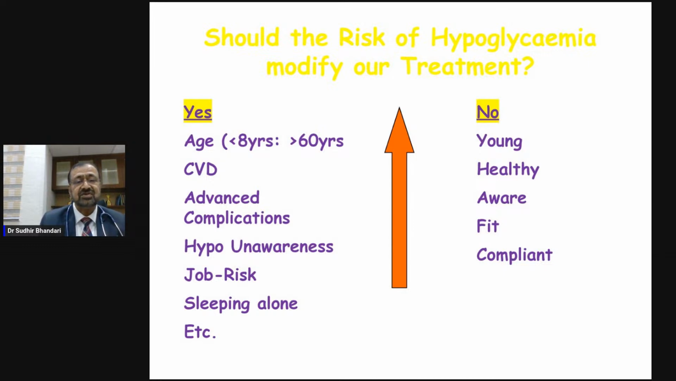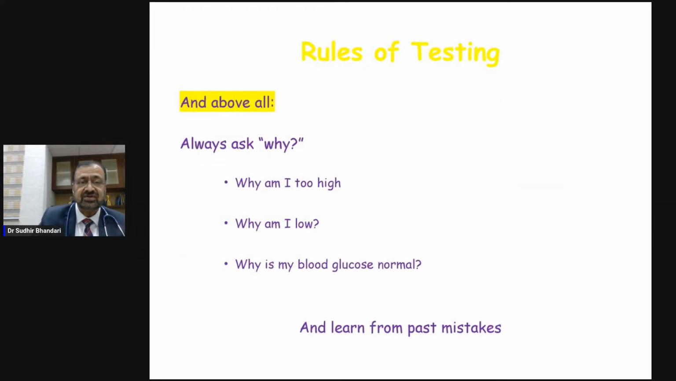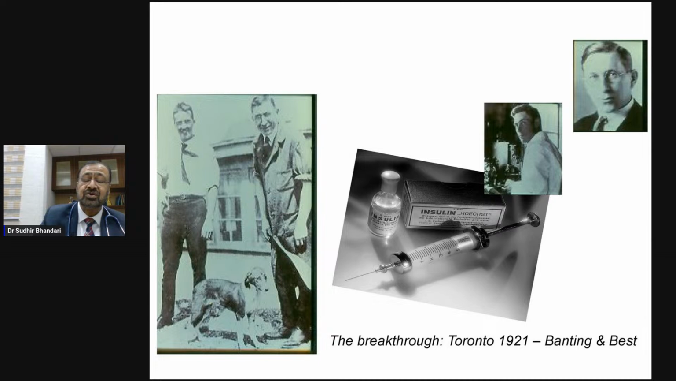There are certain situations where we need to do undercorrection, if there's frequent hypoglycemia or a significant comorbid condition. While at the same time, if the patient is young, healthy, aware of hypoglycemia, fit and compliant, we need not reduce the insulin therapy dose so much as we need to with patients who are not compliant. It is always nice to ask why. The patient should be taught to always ask why my sugar is high. If he does the introspection, he'll come to know how many sweets he has taken, why sugar is low, and all kinds of introspection need to be taught to the patient.